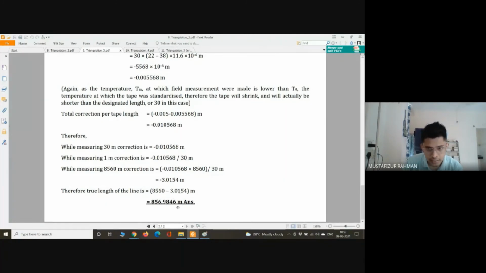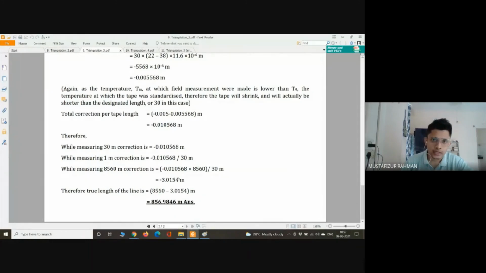Again, I have made a mistake here. Please correct it in your records. It should be 85 something 60. So it will be 57 something. It's an error here for me. Okay. So just write the correct value, which is 8560 minus 3.0154 meter. That will give us. Okay. So that will end these two numericals for us.